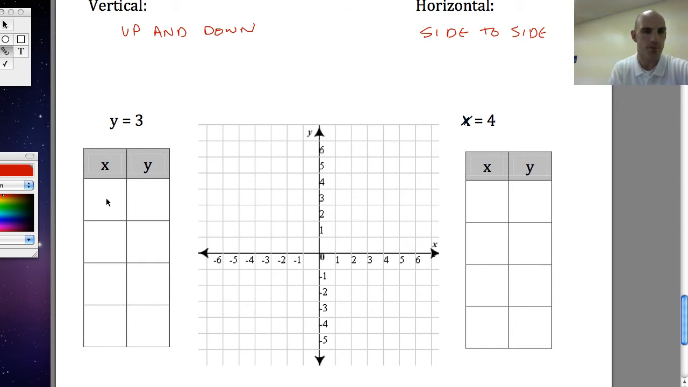If y equals 3, what if x is negative 1? What does y equal? 3. If x is 0, what does y equal? Oh yeah, 3. What about if x is 1? Y equals 3. Right, good. What if x is 2? What does y equal? Oh yeah, 3. So, when I plot these points, I go to negative 1, 3.